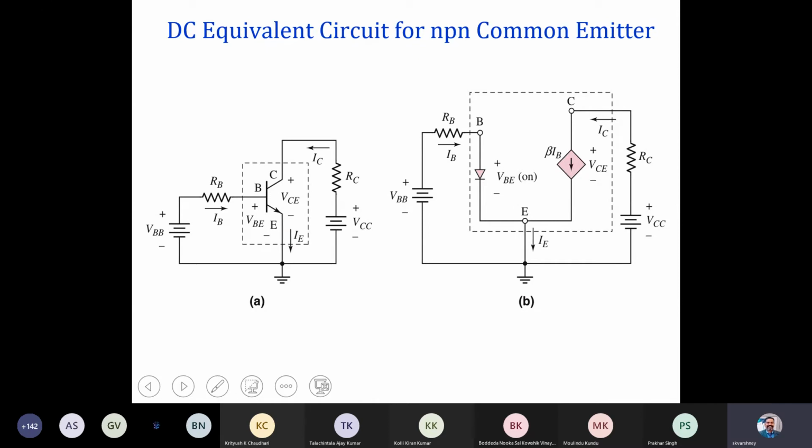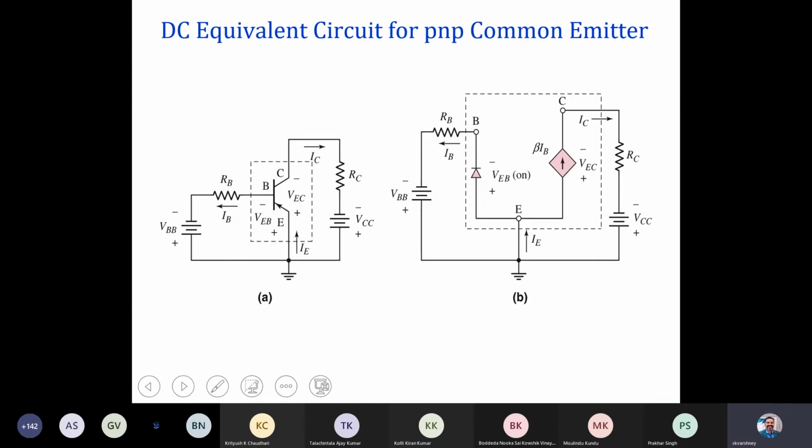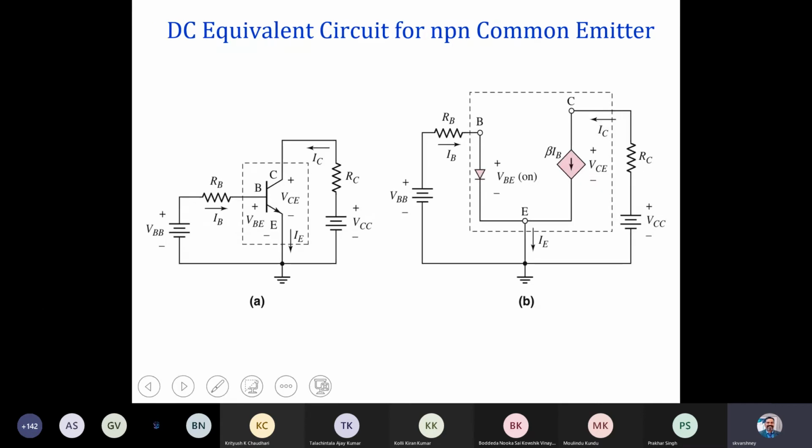We did it already, and this is for PNP. In the same way we can do the input loop and output loop for the PNP. The notation you will see is that instead of VCE, it is now EC, and instead of VBE, it is now EB, just to distinguish that we are discussing PNP. So we just reverse the notations here. VB on, in the case of an NPN transistor, is written VB and VCE, so it remains the same.